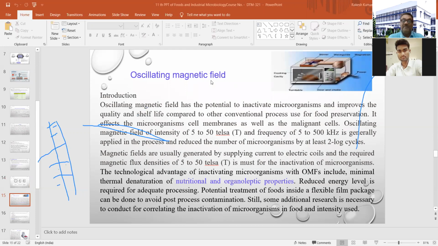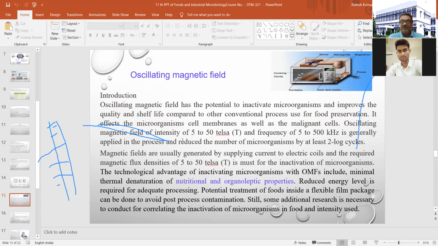Now the next one is oscillating magnetic field. We have already studied the different types of heat waves created in the system, and how the ionic nature of food items is preserved by using different techniques. So oscillating magnetic field has the potential to inactivate microorganisms, and it improves the quality and shelf life compared to other conventional methods which people are using for preservation purposes.